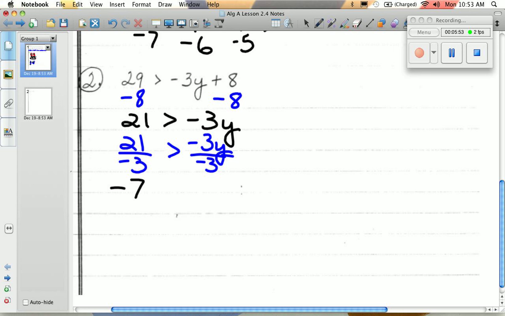Did we divide by a negative? Yes. So what do we have to do? Switch the sign. Switch the sign from is greater than to is less than. And the negative 3's cancel each other out, and we have y.